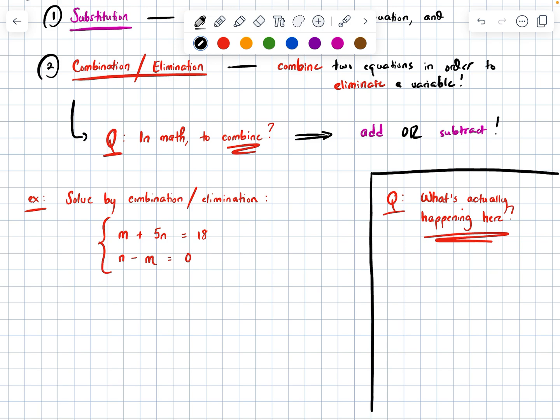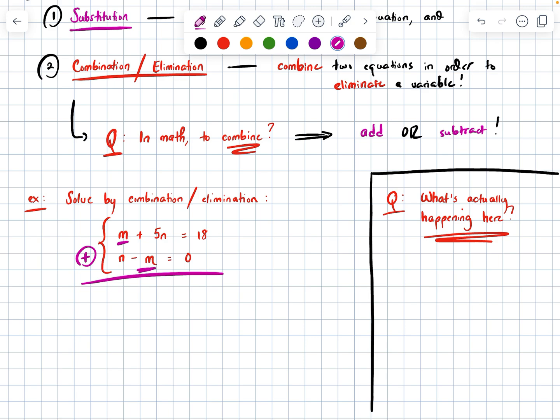So there's the idea. I want to add or subtract my two equations. Look at this set. m plus 5n equals 18 and n minus m equals 0. What's interesting here is that m and negative m, those are opposites of each other. And we should know that if I add opposites together, they will undo each other. So by this strategy, let's see what happens if I add the top equation and the bottom equation together.